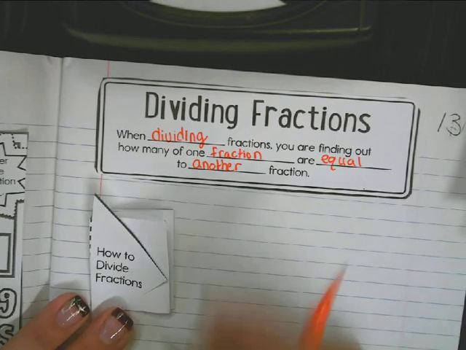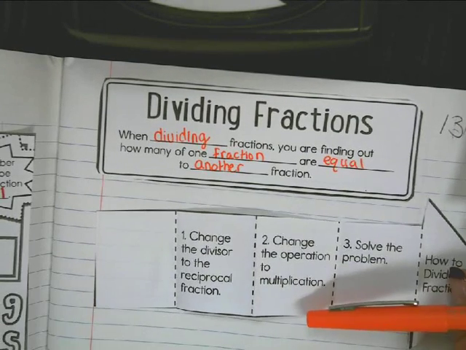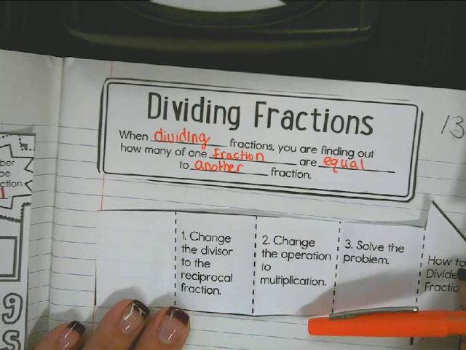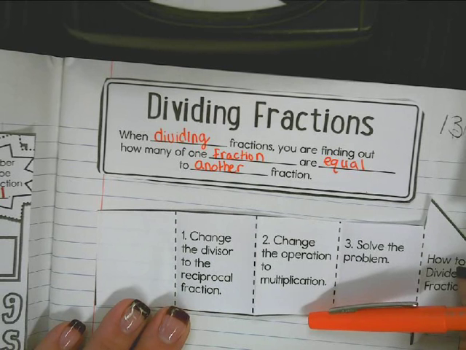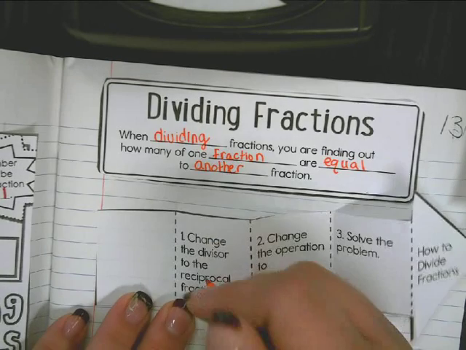Okay, so let's look at our arrow. Pull your arrow all the way out. So on step 1, it says change the divisor to the reciprocal fraction. Reciprocal means you're going to flip it upside down.